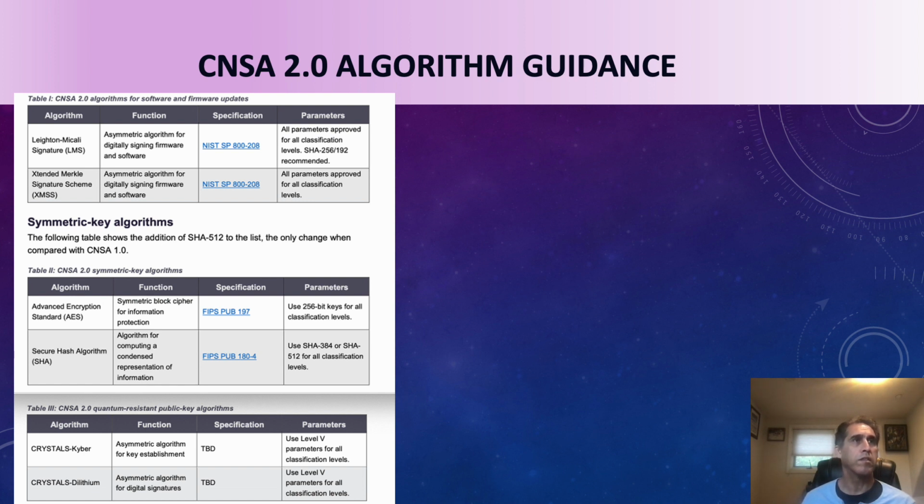And these are the snapshots from CNSA 2. For software and firmware signing, they mention a couple of algorithms and their standards. As far as symmetric key algorithms, when it comes to hashes and encryption, they're pretty much the same as before, so not a lot of problems here. There are some details related to the hash algorithm we can talk about later.